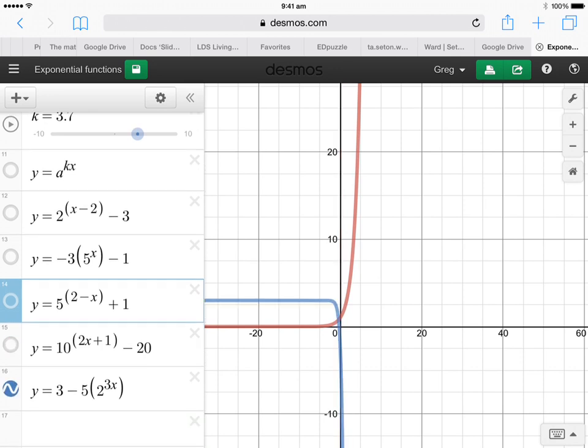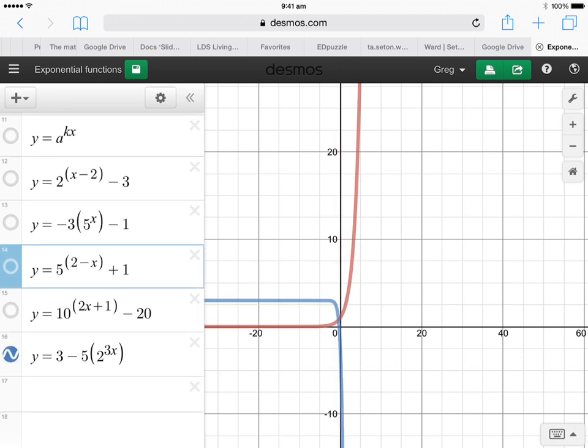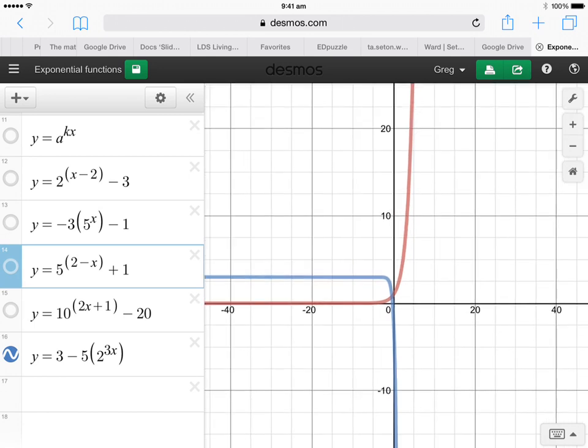Let's just look at one more here, and this is the hardest you could ever expect to get. 3 minus 5 times 2 to the power of 3x. There's a lot going on here. The minus at the front means it's going to be flipped in the x-axis. The 5 means it's going to be a lot steeper. That's the dilation parallel to the y-axis, so 5 times dilated from the x-axis.